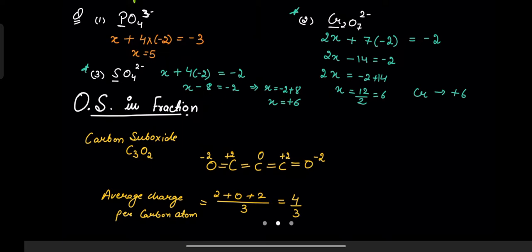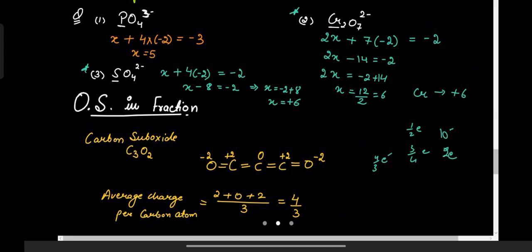Now let's understand the oxidation state in fraction. How could the oxidation state be a fraction? See, it is not possible for an atom to give half an electron, or three-fourths of an electron, such that the charge is 3/4 or 1/2, or, as you can see here, an oxidation state of 4/3. It's not possible to give 4/3 electrons, right? Charge is an integral unit, so only 1 electron, 2 electrons, or integral multiples of it can be given. It's not possible to give half an electron.